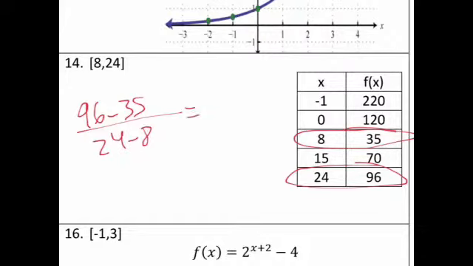And when you do that, 96 minus 35 is going to give me 61. And then on bottom, 24 minus 8 is going to give me 16. And I do believe that does not simplify, so we're looking at 61/16.